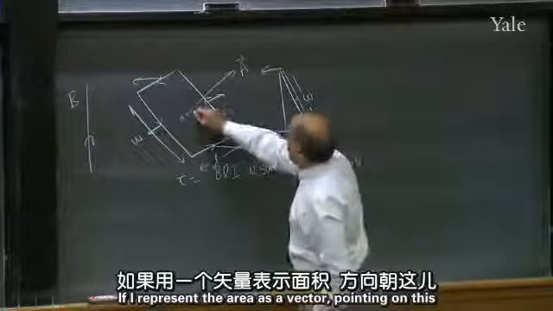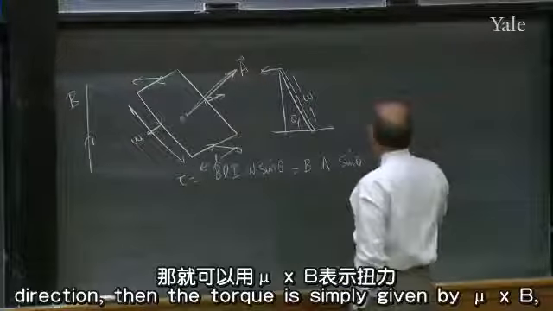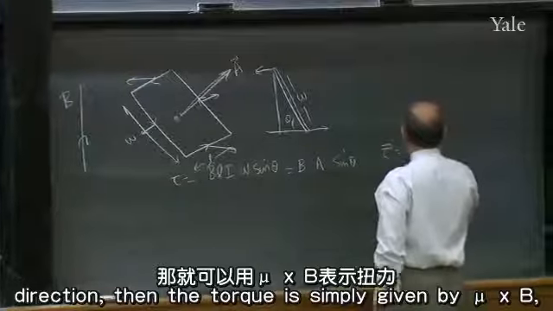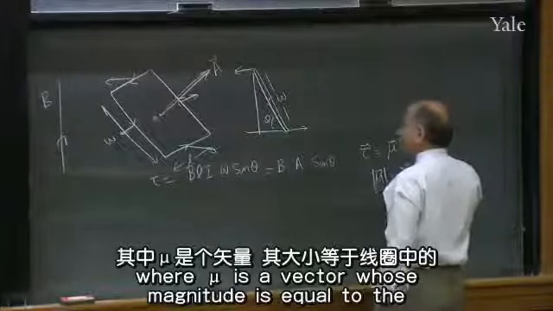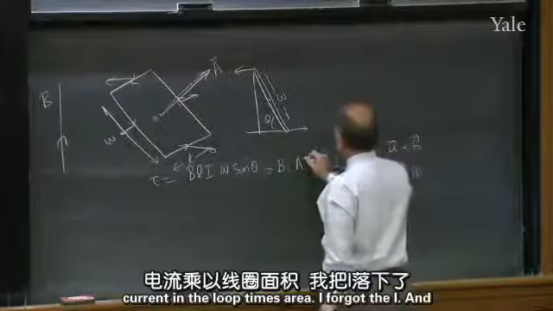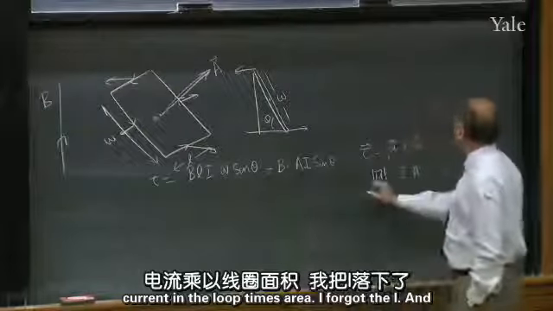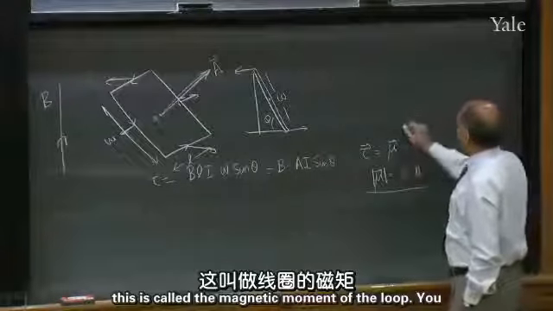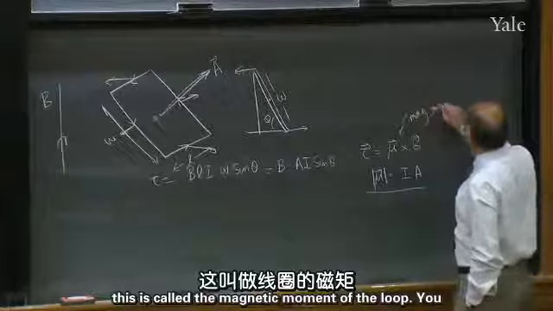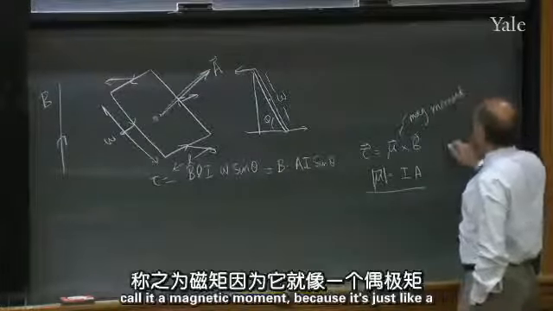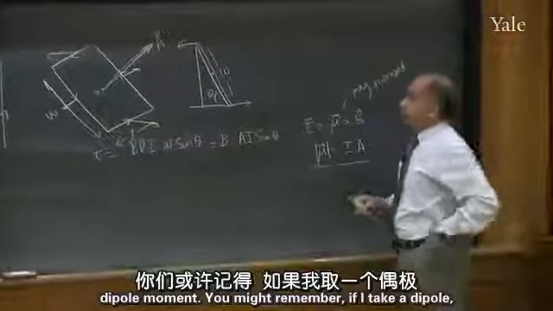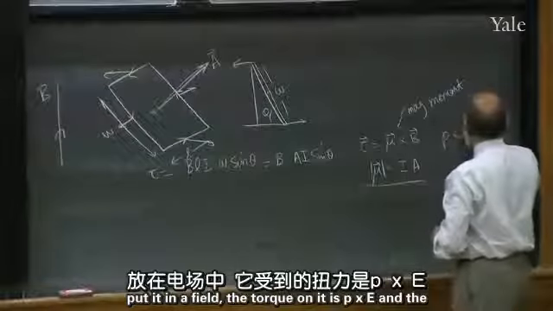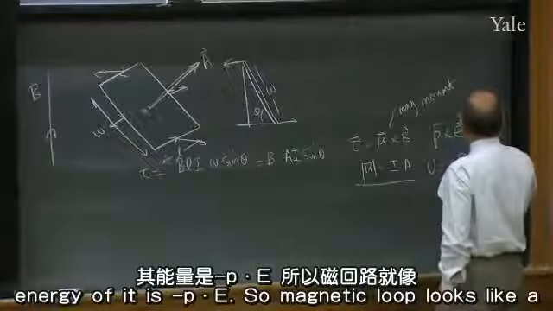If you represent the area as a vector pointing in this direction, then the torque is simply given by mu cross B, where mu is a vector whose magnitude is equal to the current in the loop times the area. I forgot the I. And this is called the magnetic moment of the loop. You call it a magnetic moment because it's just like a dipole moment. You might remember, if I take a dipole and put it in a field, the torque on it is P cross E, and the energy of it is minus P dot E.